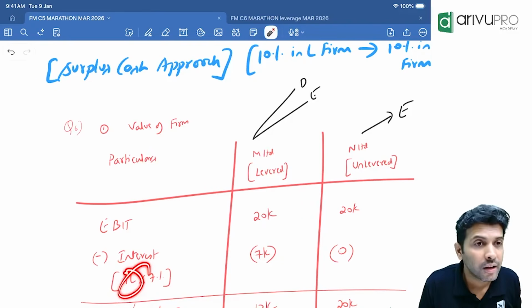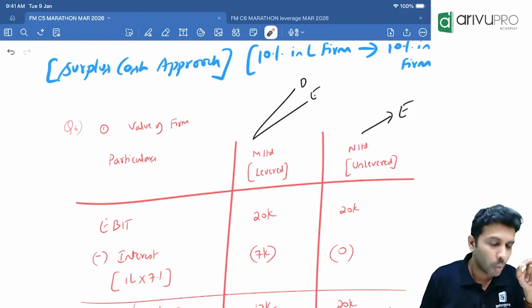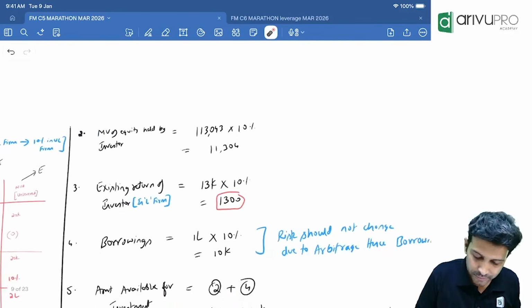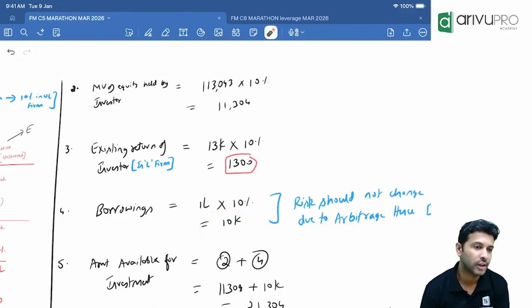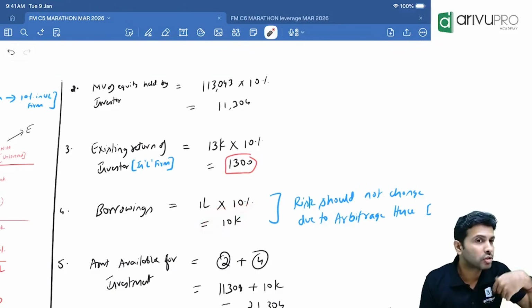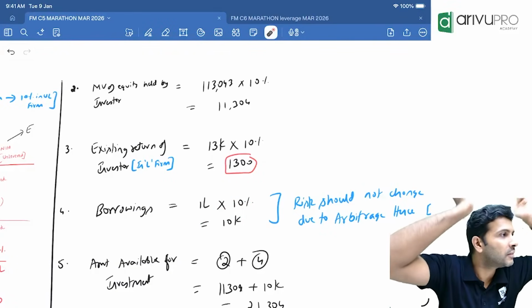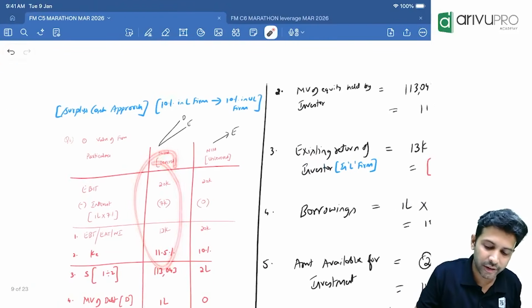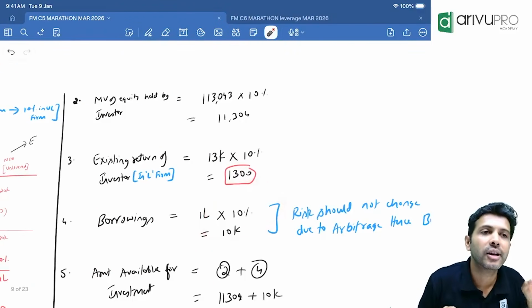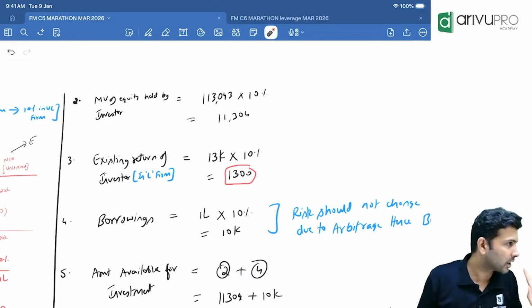How much? 1 lakh. Here, did the investor have 1 lakh of debt risk or a shareholding percentage of it? 10% of 1 lakh. How much is that? 10,000. That means the investor will borrow how much amount? 10,000 rupees. Why do we do this borrowing? Because the moment you borrow, the investor is taking a debt. That means the investor will have a debt risk. Earlier also the investor had a debt risk. Now also the investor has a debt risk. Because risk should not be changed due to the arbitrage process.